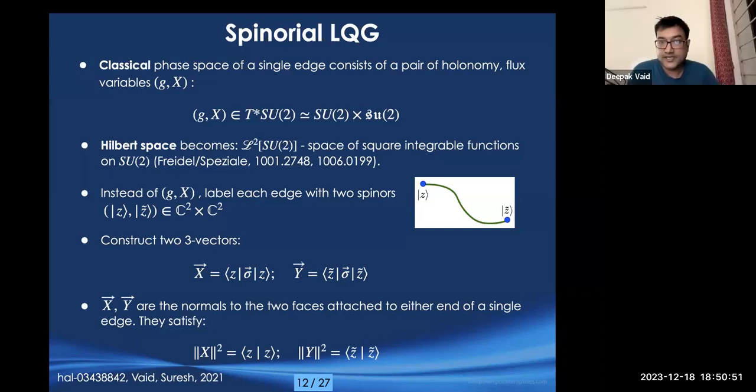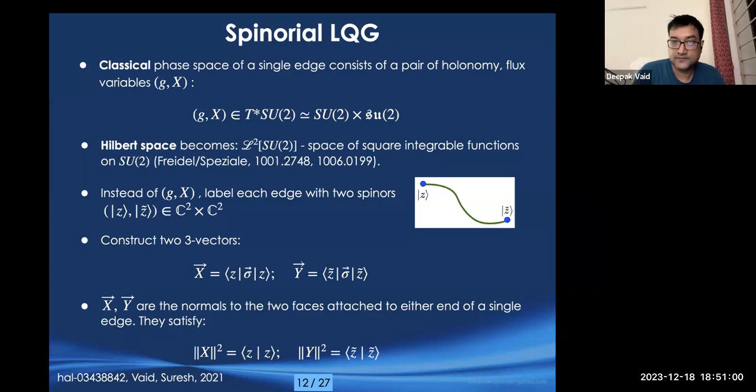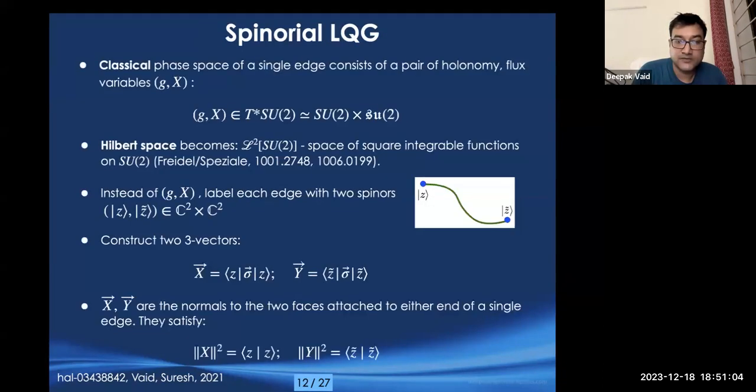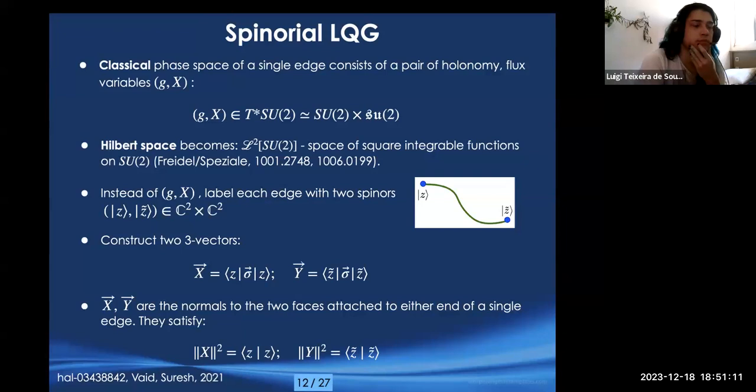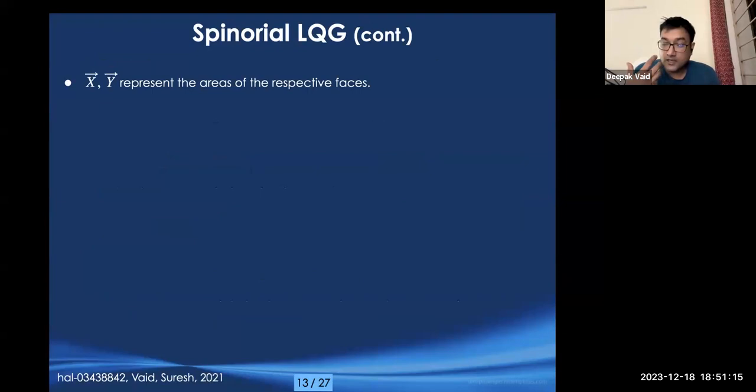And they satisfy this relationship, which one can show by the normals at the point of intersection. And then there is this one last equality, which you can show by using the Pauli SU(2) matrices relations. And it's not just that these are normals, it's that these vectors encode the area of that face.